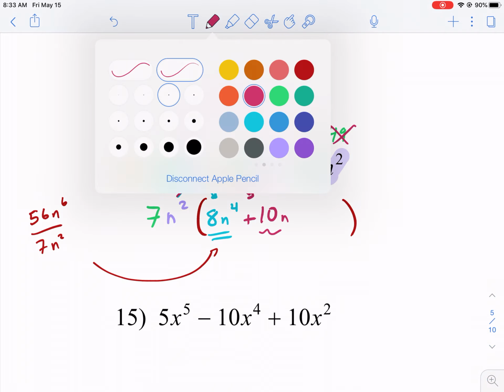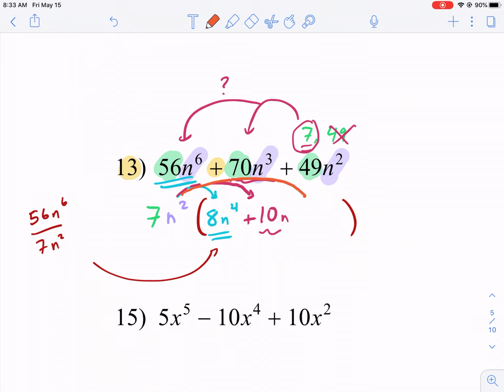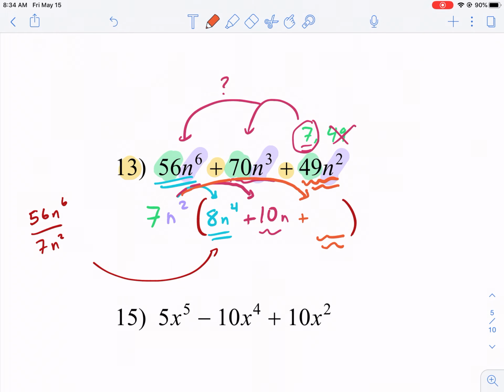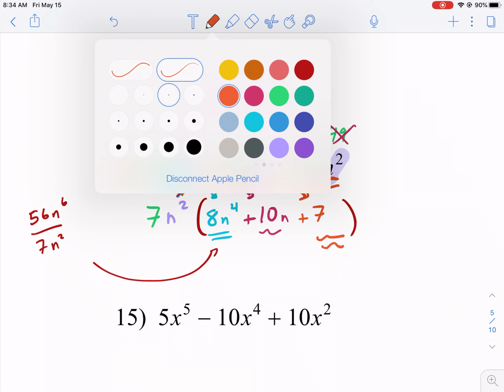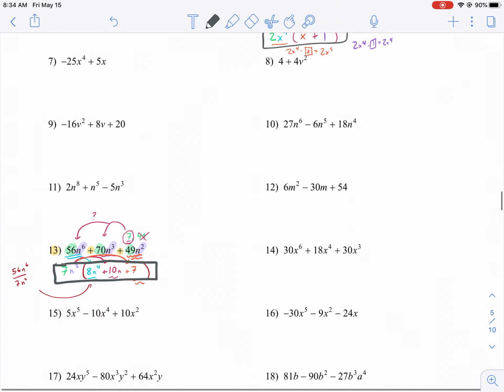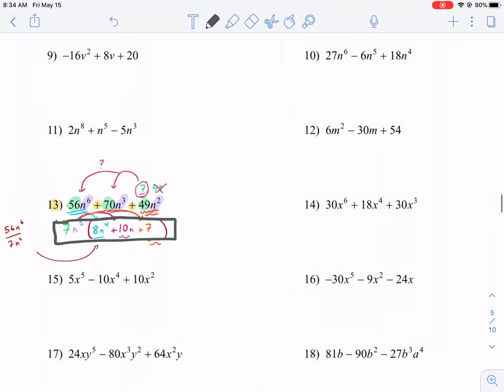Last color, let's go orange. So 7n squared, what do I multiply to get 49n squared? Well, 7 times 7 gives me 49. I carry the plus because it's plus here. N squared times 1 gives me n squared. I don't need to write times 1. That would be a little bit nonsensical. So that is just my answer, and I'm going to circle this. And that is my final answer. So I did 3 problems. Hopefully this gives you a little bit more clarity on how we factor.